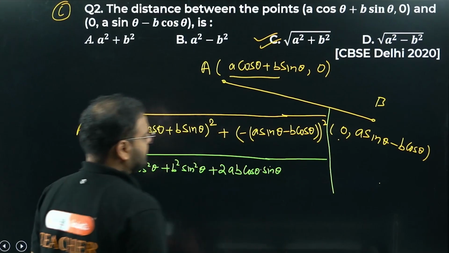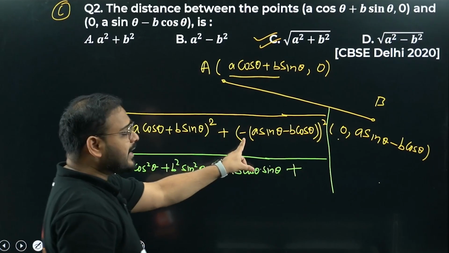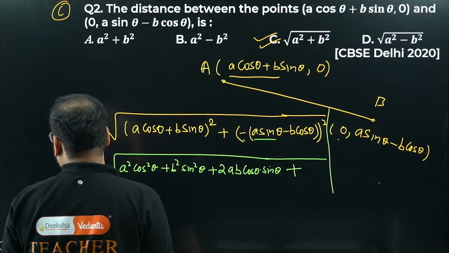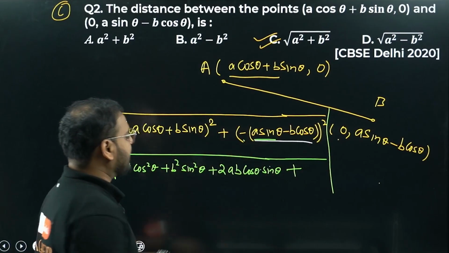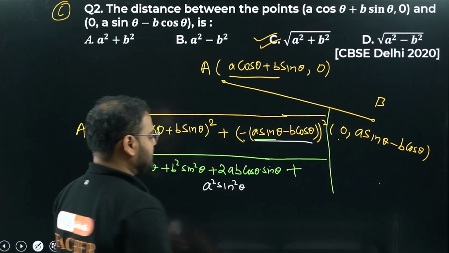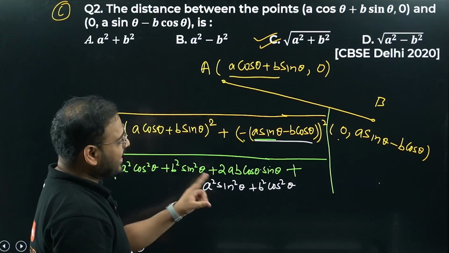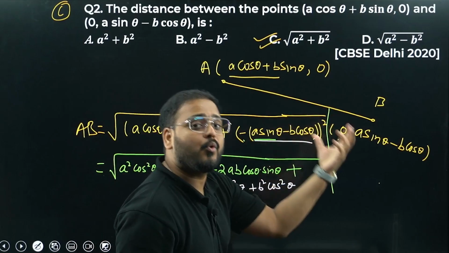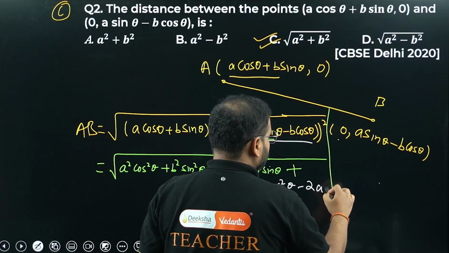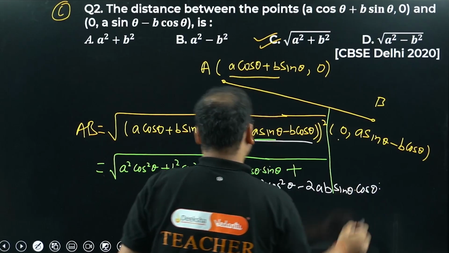Is it over? No. This is only for the first bracket. For the next bracket, please check, there's a plus sign. So what about this minus? Squared becomes positive. Do it for this term now. I'm going to get A square sin square theta plus B square cos square theta, right? And there's a minus sign, so A minus B, the whole square, becomes minus 2AB and sin into cos, sin theta cos theta.